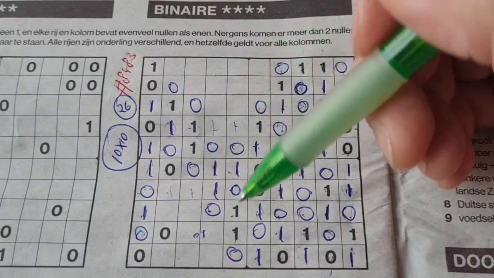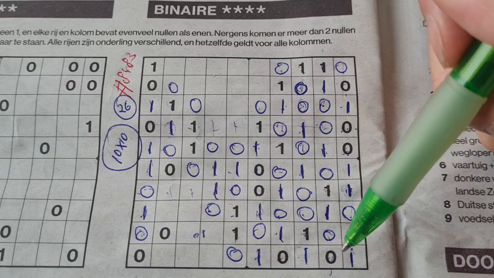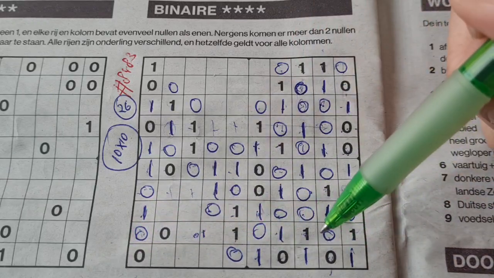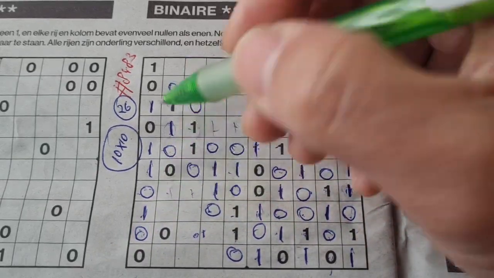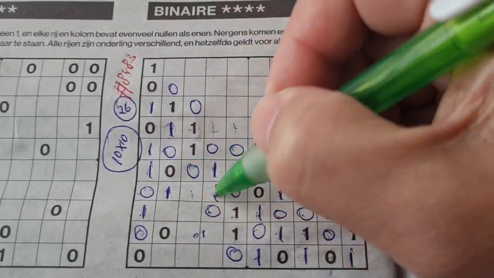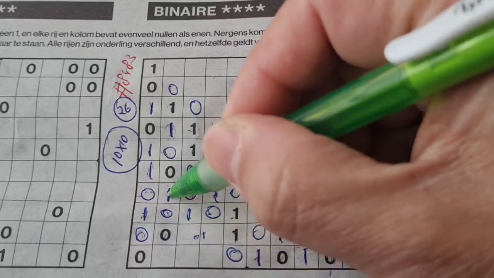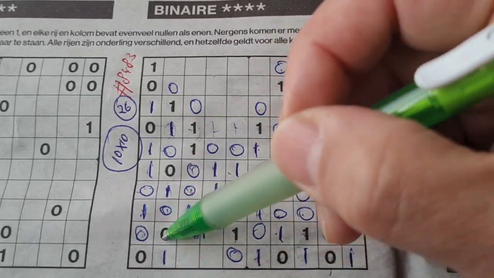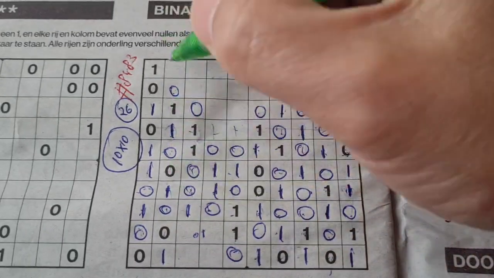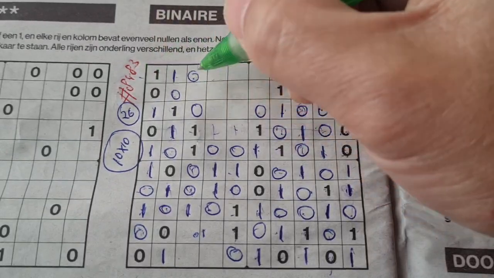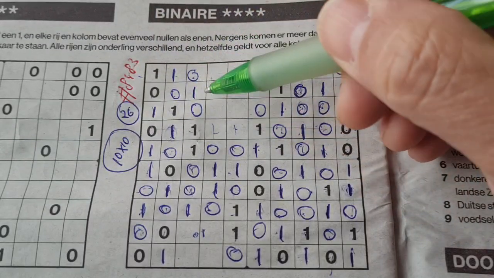And now, let me see. 1, 2, 3, 4. Okay. Double O, here one, there one. Between 2 ones comes an O. Double O, here one, there one. Between 2 ones comes an O. Double O, here one, there one. 1, 2, 3, 4, 5 O's. So the rest are 1s. Double 1, here no, there no. Between 2 O's comes a 1.